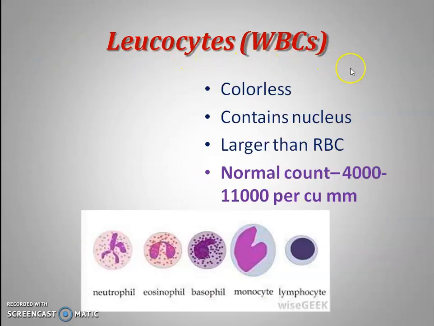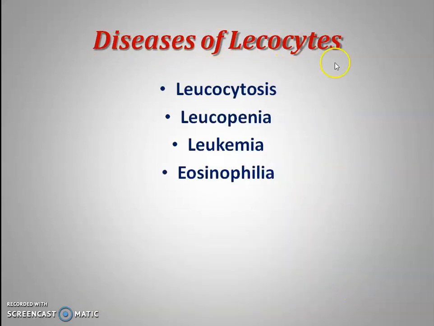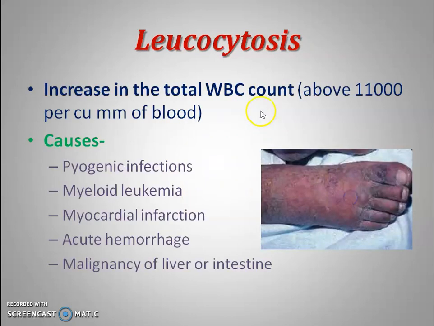Leukocytes or WBC. These are colorless, contain a nucleus, and are larger than RBC. Normal count is 4,000 to 11,000 per cubic mm. Then it is again classified as neutrophil, eosinophil, basophil, monocyte, and lymphocyte. Diseases of leukocytes: leukocytopenia, leukocytosis, leukopenia, leukemia, eosinophilia.